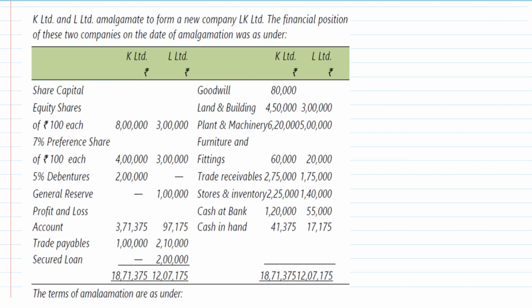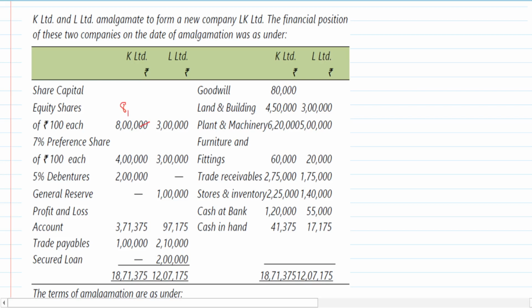K Limited and L Limited amalgamate to form a new company, LK Limited. The financial position of these companies on the date of amalgamation was as under. For K and L, we are given the share capital. They are saying equity shares of rupees 100 each. So shares are of 100 each.